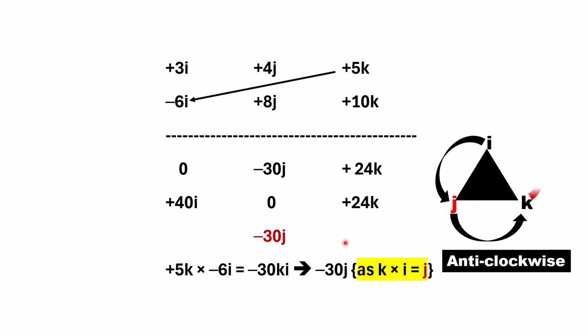Next we have to multiply plus 5k and minus 6i. So plus 5 into minus 6, minus 30.